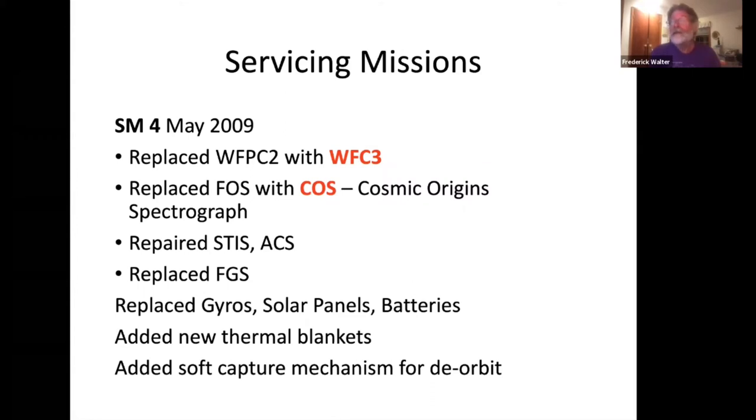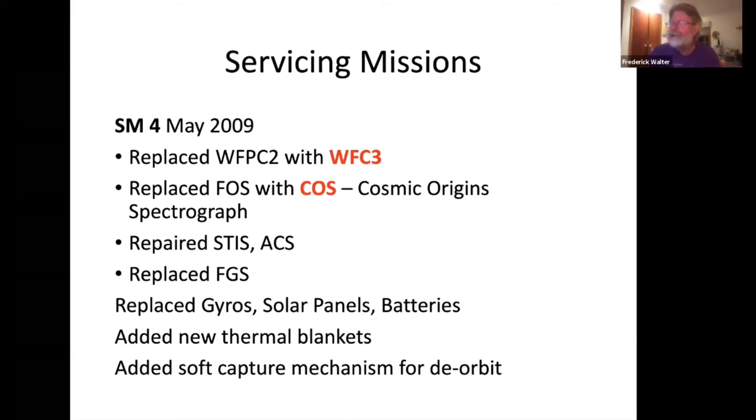They were fixed by the astronauts. It was about a 7-day mission, I believe. They had a lot of things to do. They replaced the fine guidance sensors. They replaced the gyros, the solar panels, the batteries, the thermal blankets.